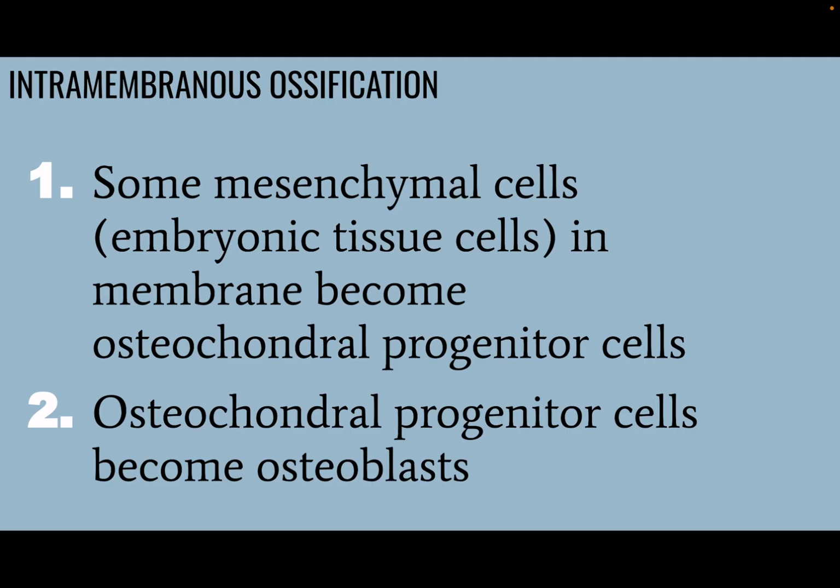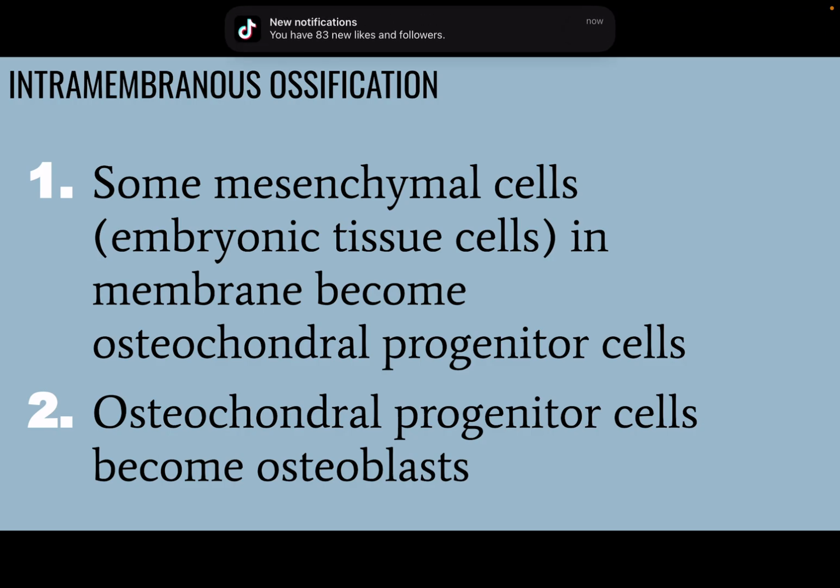So let's go through the steps. There's lots of steps and lots of pictures. Just follow along. So it starts off with these embryonic tissue cells called mesenchymal cells. They become osteochondral progenitor cells. That's where it all begins, these progenitor cells within this tissue, okay? Then these progenitor cells become osteoblasts. So osteoblasts come from the osteochondral progenitor cells, which came from our mesenchymal cells, okay?